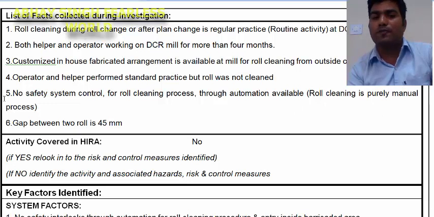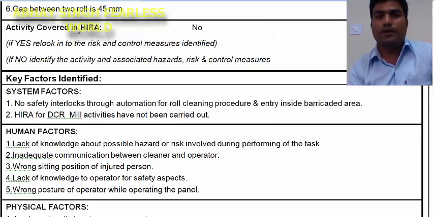Cleaning of the roller was purely manual, and the gap between the two rollers is 45 mm. And what was the gap between the two rollers? 45 mm. This is enough for trapping a hand.